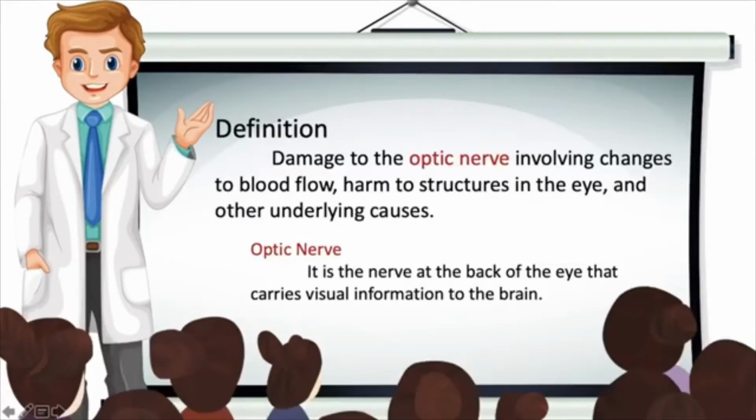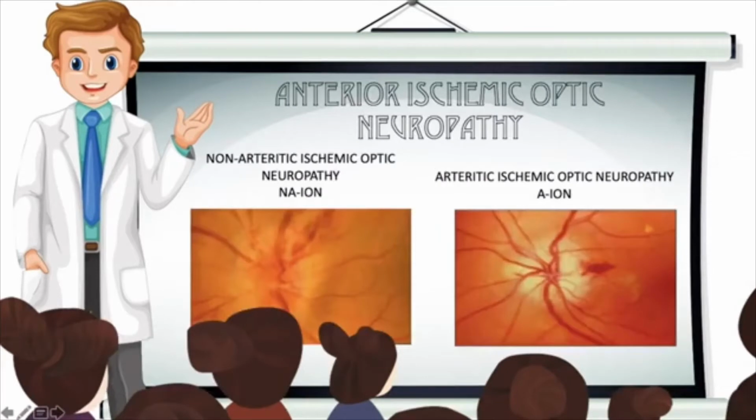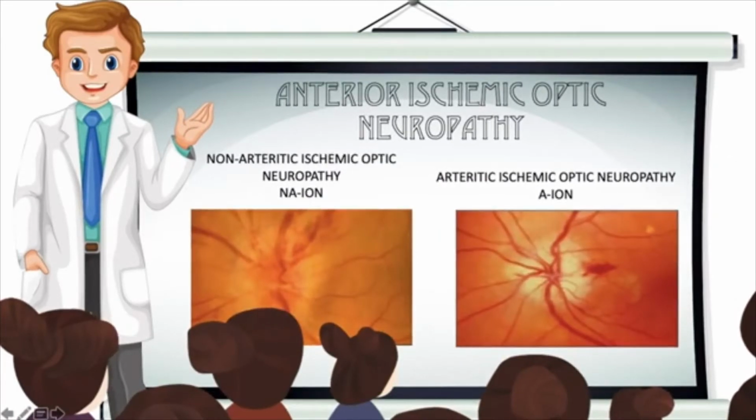Optic neuropathy is damage to the optic nerve involving changes to blood flow, harm to structures in the eye, and other underlying causes. The optic nerve is a nerve at the back of the eye that carries visual information to the brain. There are different types of optic neuropathy, and one of those is ischemic optic neuropathy.